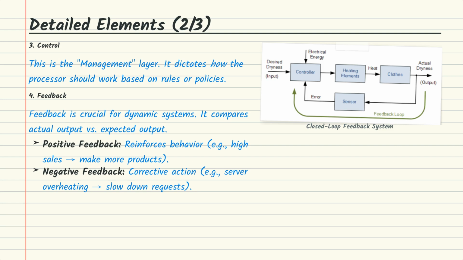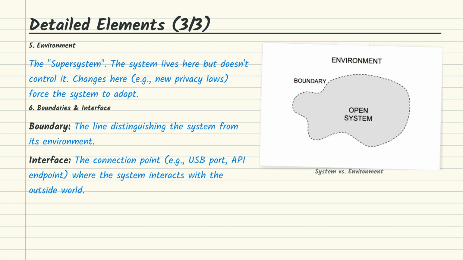Feedback is crucial for dynamic systems, comparing actual versus expected output. Positive feedback reinforces behavior, while negative feedback prompts corrective action, forming a closed-loop system. The environment is the supersystem in which the system exists. Changes in the environment, like new laws, force the system to adapt. Boundaries define the scope limit, and the interface is the critical connection point where the system interacts with the outside world.